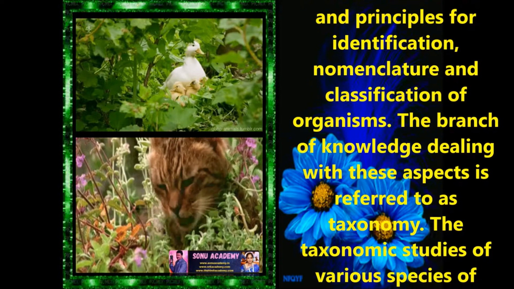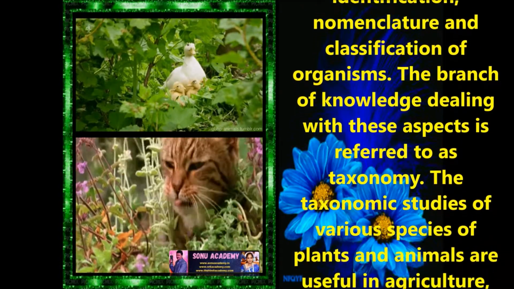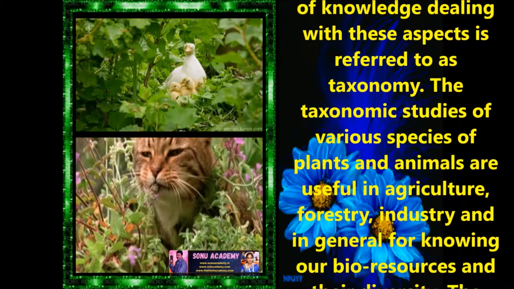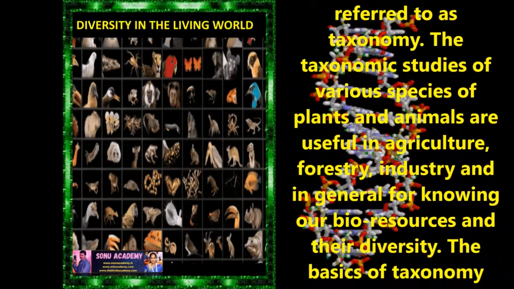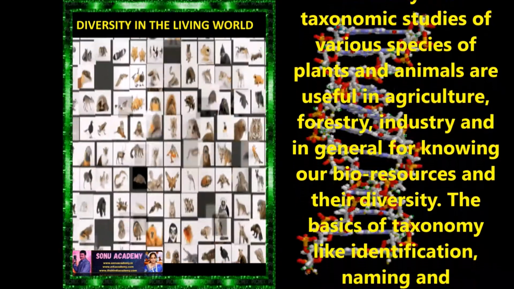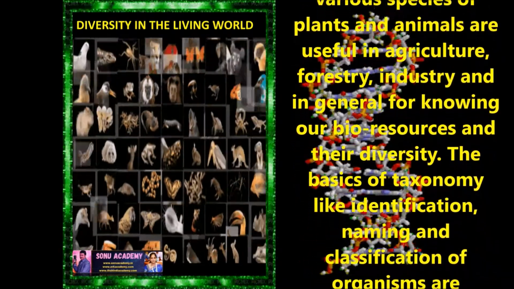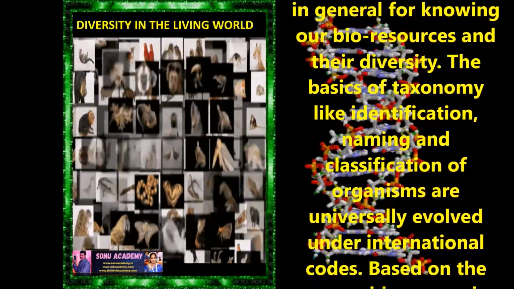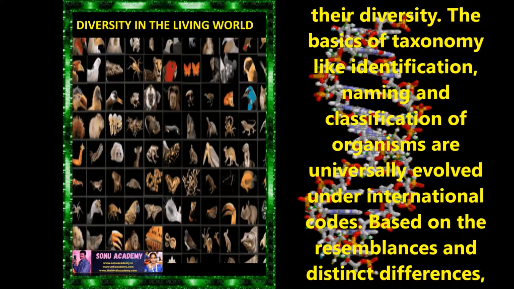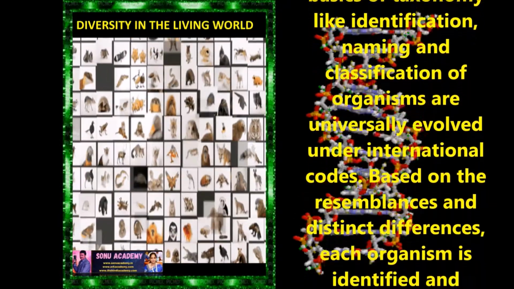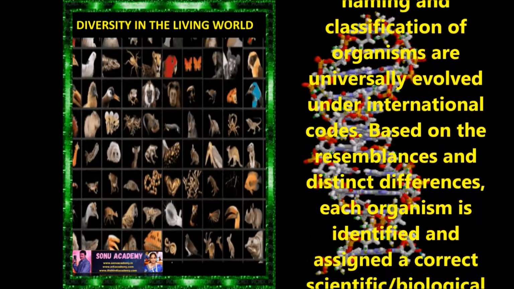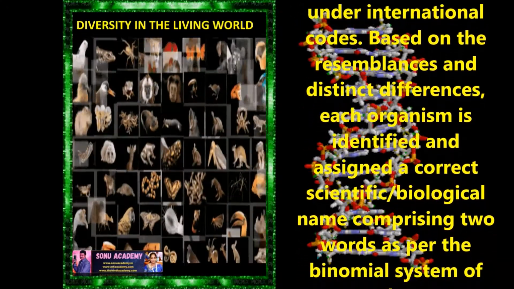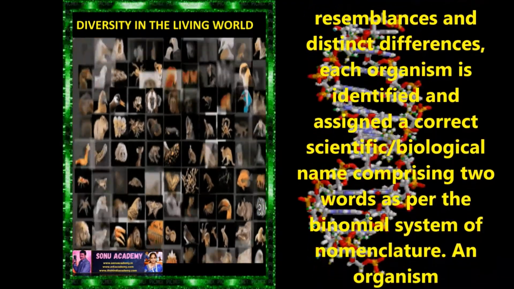The taxonomic studies of various species of plants and animals are useful in agriculture, forestry, industry, and in general for knowing our bioresources and diversity. The basics of taxonomy, like identification, naming, and classification of organisms, are universally evolved under international codes. Based on the resemblance and distinct differences, each organism is defined and assigned a correct scientific biological name comprising two words as per the binomial system of nomenclature.